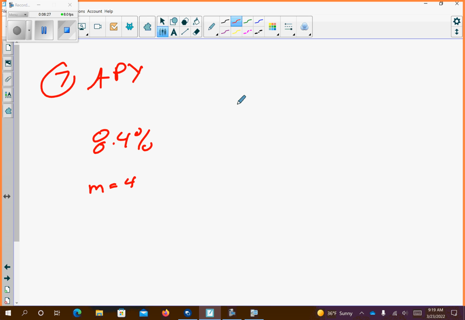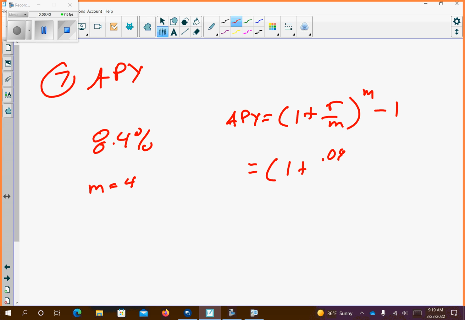Okay, so on the notes from the previous page, you have APY is equal to, and because we're compounding it, okay, so we're just going to go 1 plus 0.084 over 12. Oh, excuse me, over 4 raised to the 4th minus 1. And this is the annual percentage yield. So I'm going to take that and plug it in.